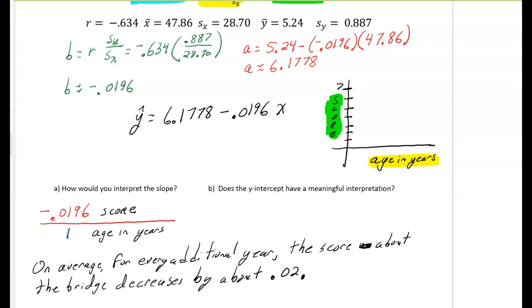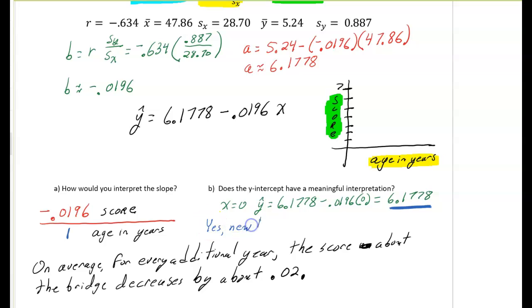And then the second part of this problem is, does the y-intercept have a meaningful interpretation? If x is 0, y hat would be 6.1778 minus 0.0196 times 0, which is 6.1778. So does this have a meaningful interpretation? I would think that this does. If bridges were newly built, I would anticipate the score to be high. It may not be a perfect 7, but if the score is around 6.2, that seems reasonable. So I would probably say yes.